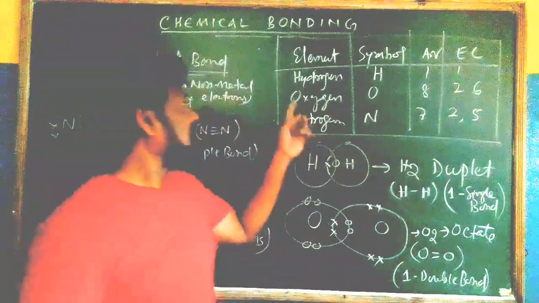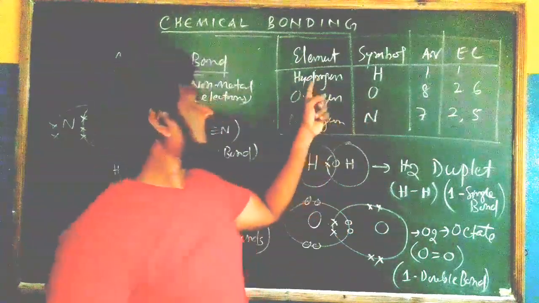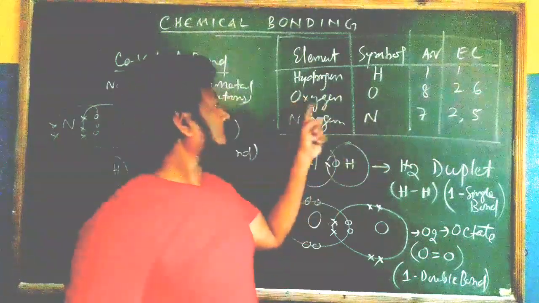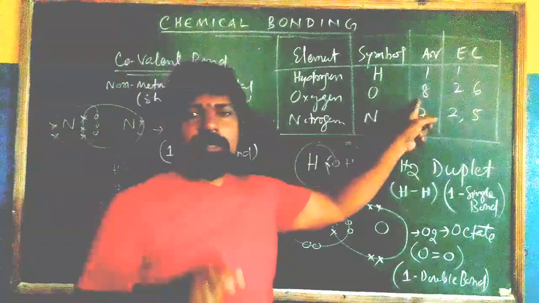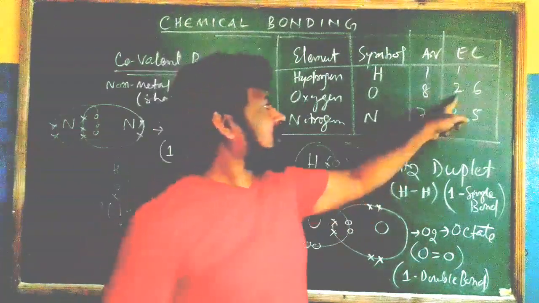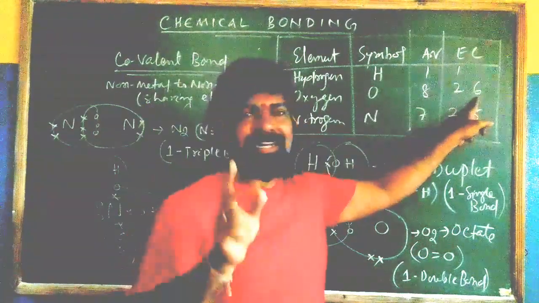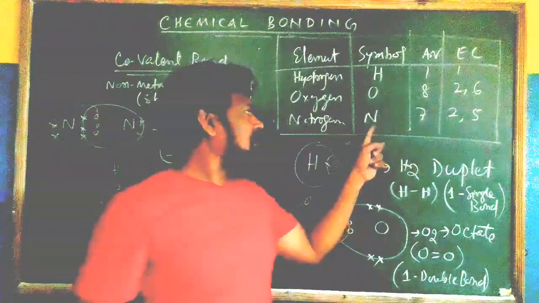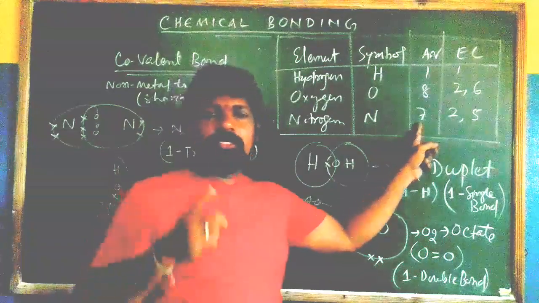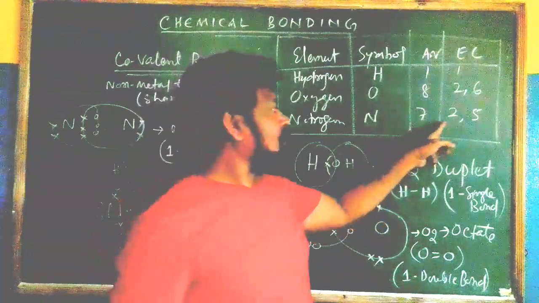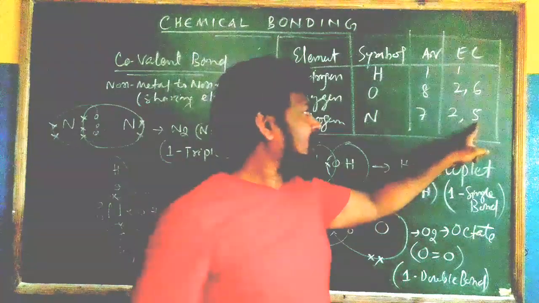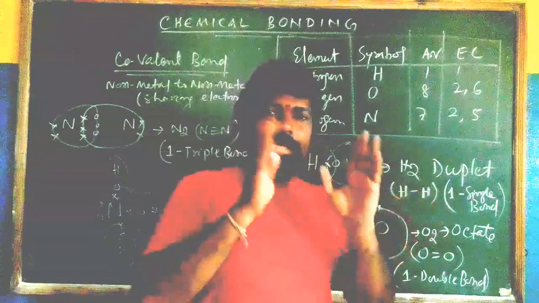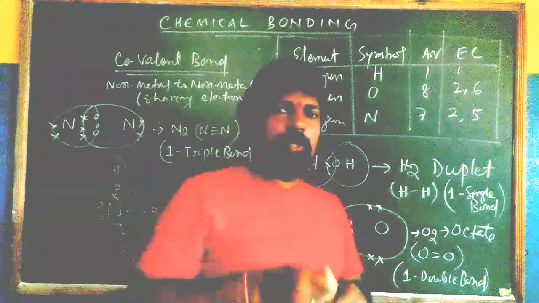Let's take the cases. I took three elements: hydrogen, symbol H, atomic number 1, so only one electron. And oxygen, symbol O, atomic number 8, so total number of electrons is 8. In the first orbit it has 2 and in the second orbit it has 6 electrons. Coming to nitrogen, the symbol is N and atomic number is 7, so it has 7 electrons. First orbit has 2 electrons and the last orbit has 5 electrons. So for bonding, I am taking only the last orbit into account.